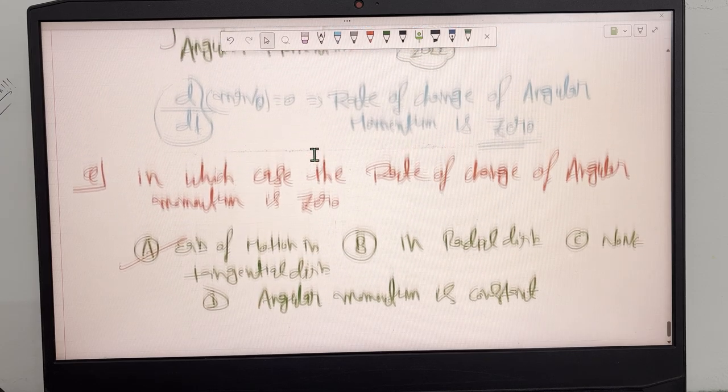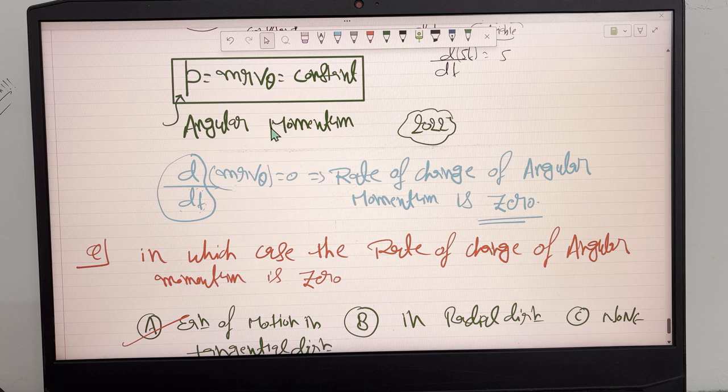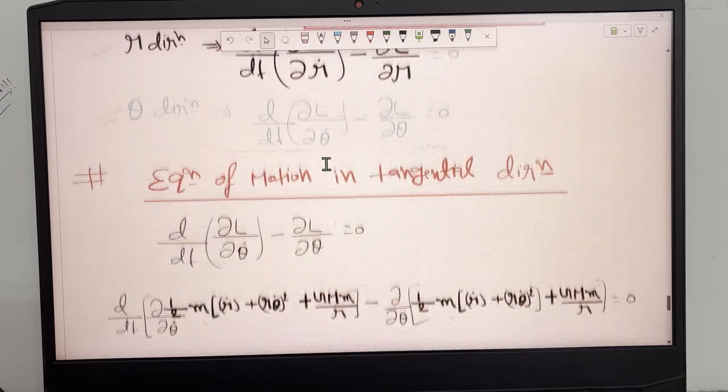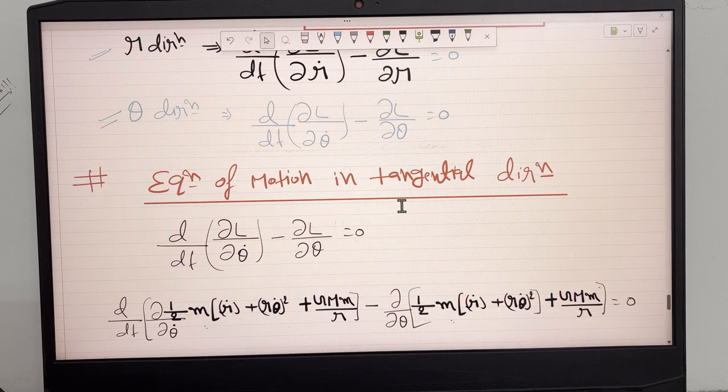So you have to remember that the angular momentum is constant, or the rate of change of angular momentum is 0, in which case it is coming from the equation of motion in tangential direction.